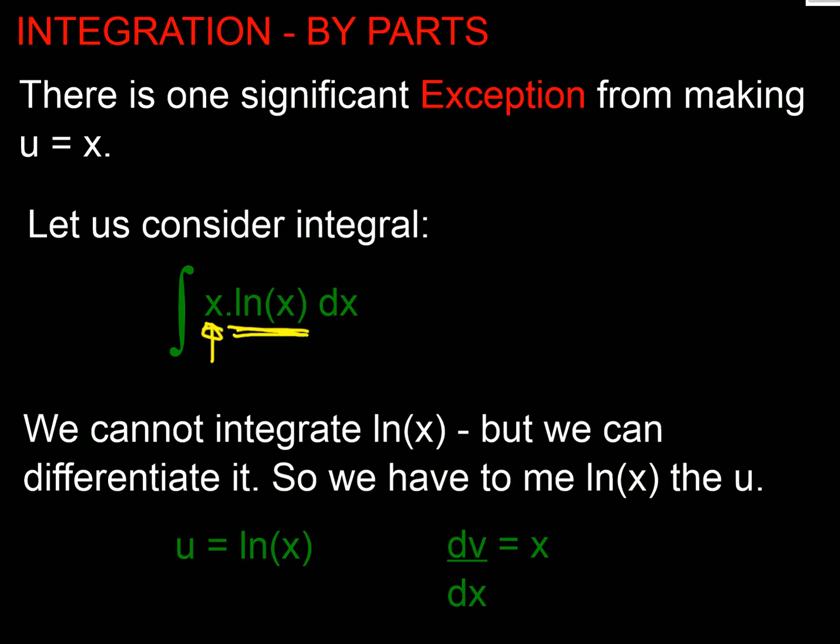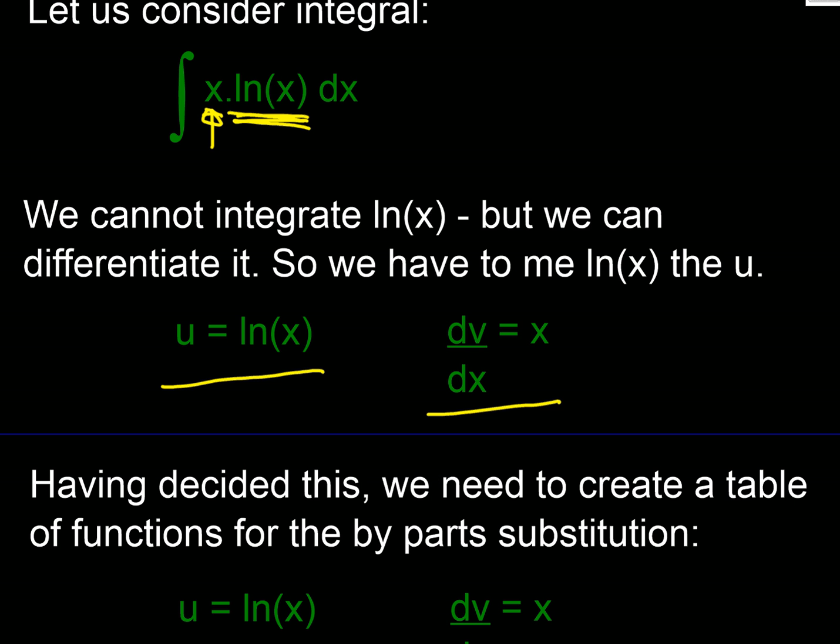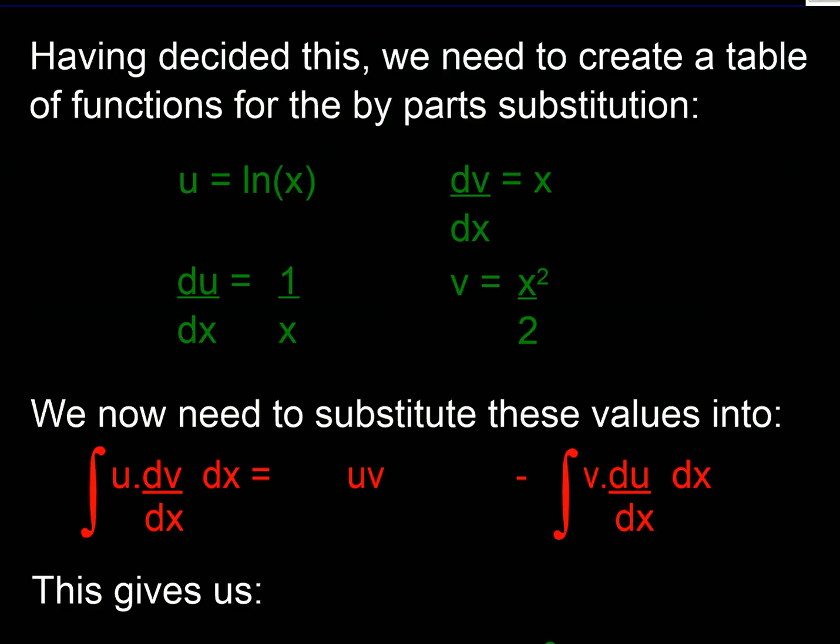We do know how to differentiate log of x. So if you see one of these with a log of x, you've got to make log of x equal to u, which means that dv by dx is going to have to be the x value. And now if we go through as we've done before, create our little table. If u equals log of x, then du by dx equals 1 over x. And if dv by dx is x, then v itself is going to be x squared over 2, isn't it?